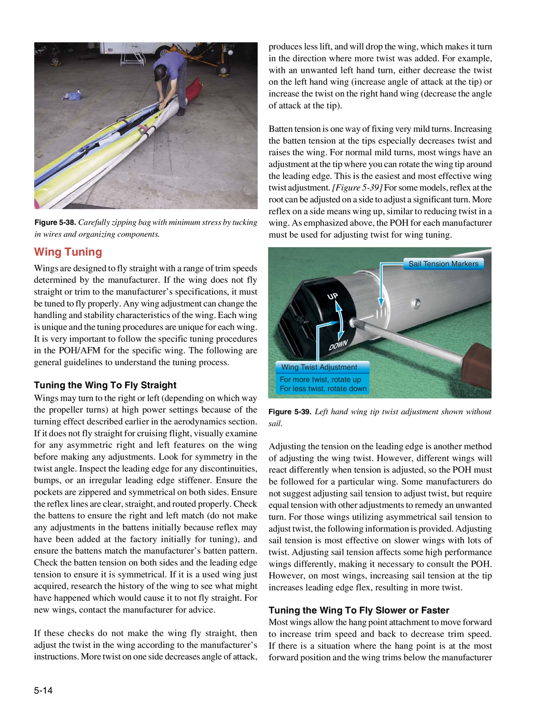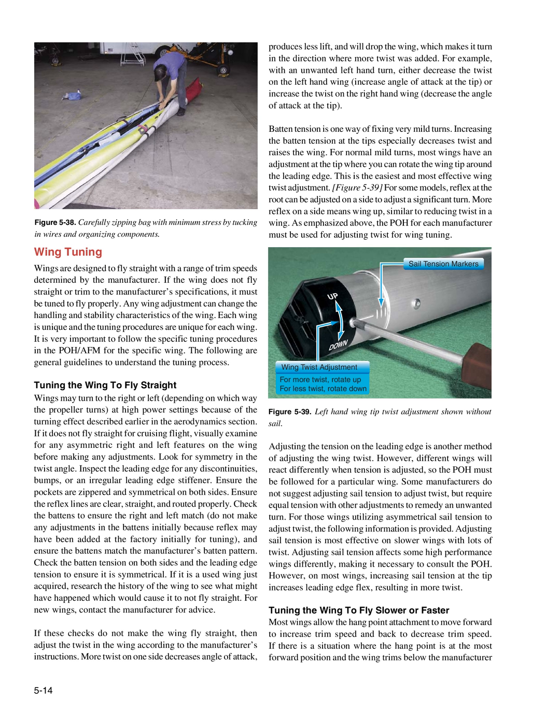Wing tuning. Wings are designed to fly straight with a range of trim speeds determined by the manufacturer. If the wing does not fly straight or trim to the manufacturer's specifications, it must be tuned to fly properly. Any wing adjustment can change the handling and stability characteristics of the wing. Each wing is unique and the tuning procedures are unique for each wing. It is very important to follow the specific tuning procedures in the PO/AFM for the specific wing. The following are general guidelines to understand the tuning process.